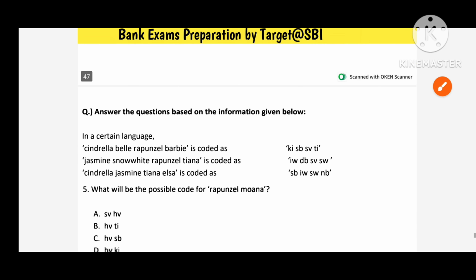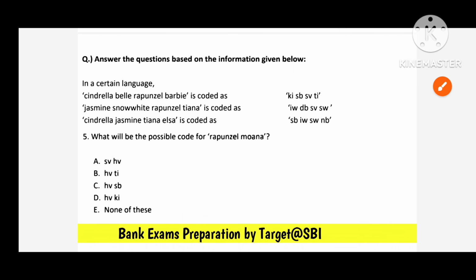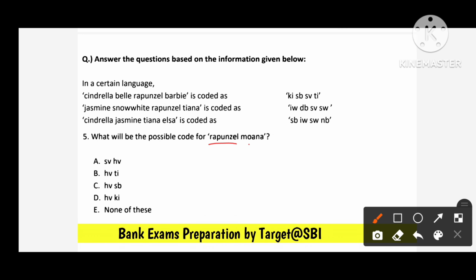Now we are going to see question number 5. Rapunzel and Moana. Here we see these two are common in these two statements. IB no, IW no, DB no, SV we see in the first and second statements. So SV is common for this one. Moana, we don't see this word in our given codes, so it must be none of the codes given above. So SV, HV we don't see in our statements. So this is our answer.